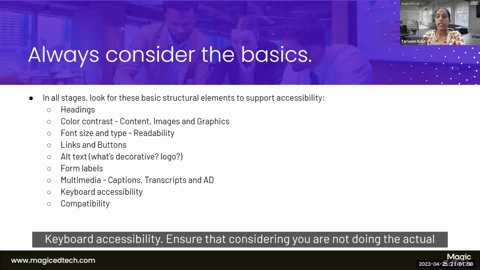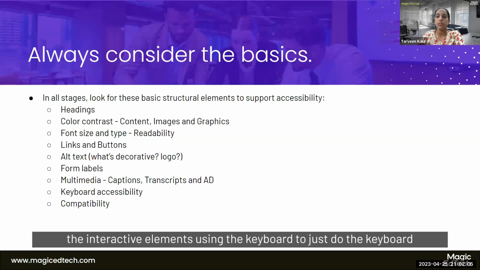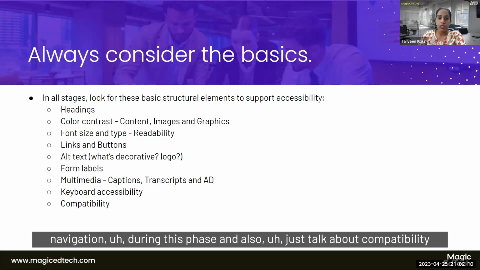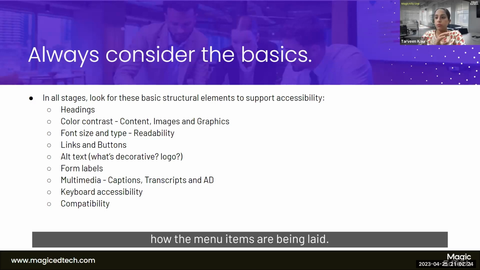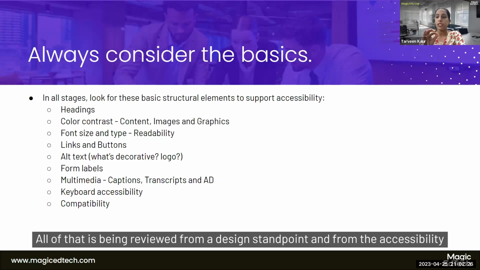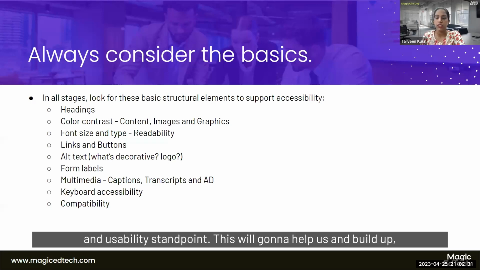Keyboard accessibility: considering you are not doing the actual testing using a screen reader, you can traverse through the interactive elements using the keyboard, so just do the keyboard navigation during this phase. And also just talk about compatibility, because you would be aware this product will work on mobile as well. So ensure the design that is being built, how the structure is being built, how the menu items are being laid out, all of that is reviewed from a design standpoint and from the accessibility and usability standpoint.